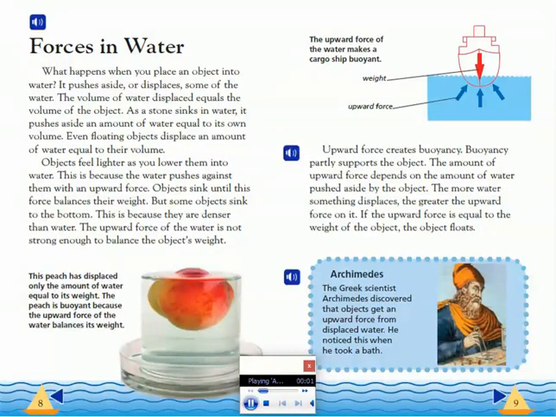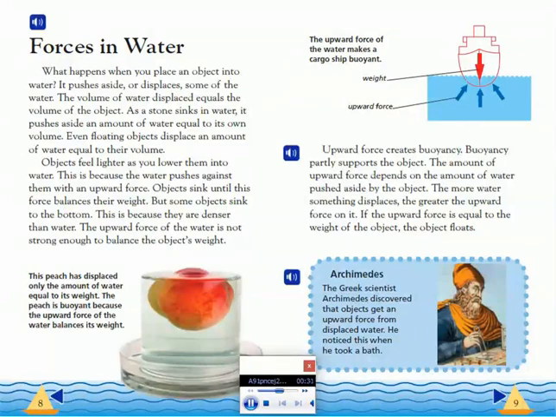Forces in water. What happens when you place an object into water? It pushes aside, or displaces, some of the water. The volume of water displaced equals the volume of the object. As a stone sinks in water, it pushes aside an amount of water equal to its own volume. Even floating objects displace an amount of water equal to their volume.